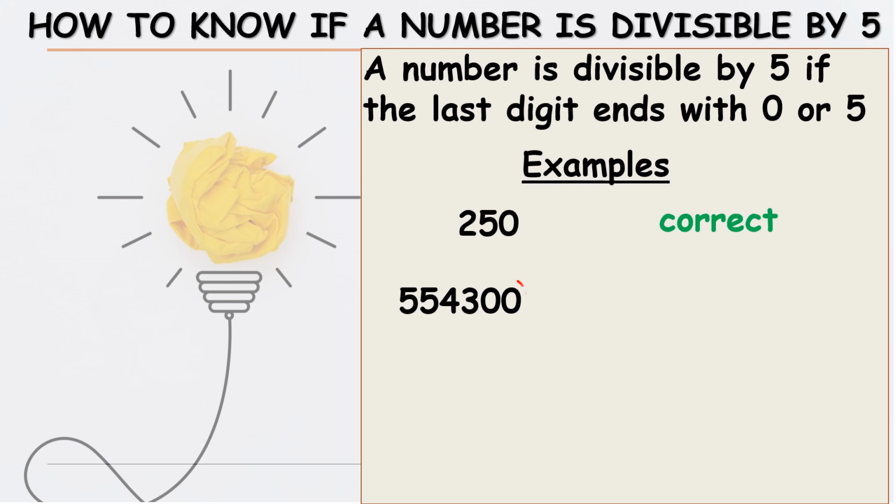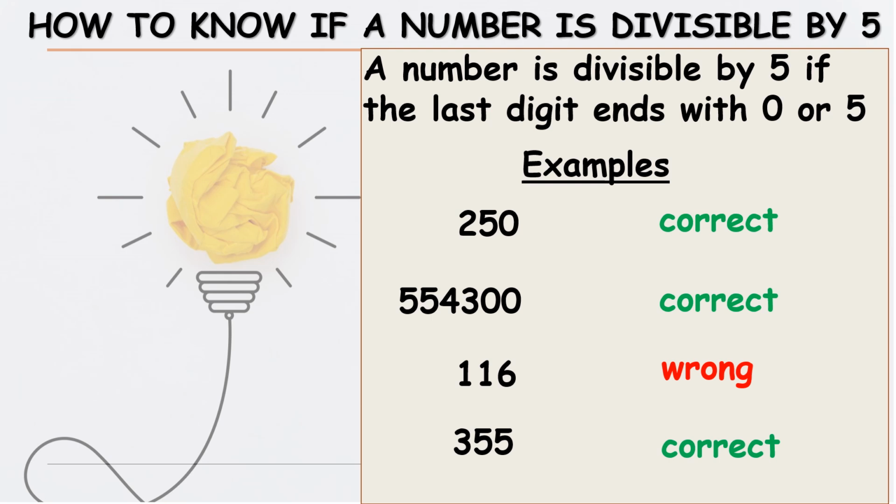554,300. It ends with a 0. Therefore, it is divisible by 5. 116. It ends with 6, which is not a 0 or 5. Therefore, 116 is not divisible by 5. 355. 355 ends with a 5. Therefore, it is divisible by 5. So we just said that all numbers that end with a 0 or with a 5 are divisible by 5.